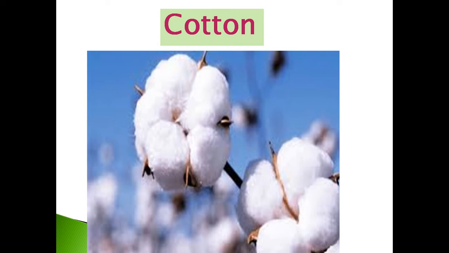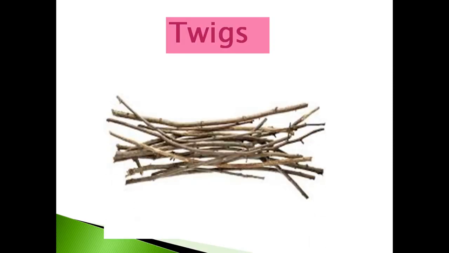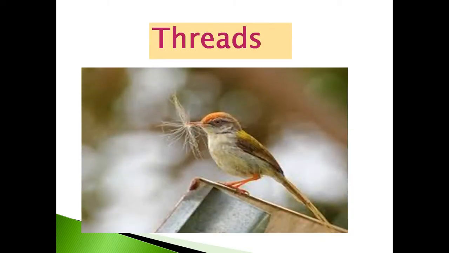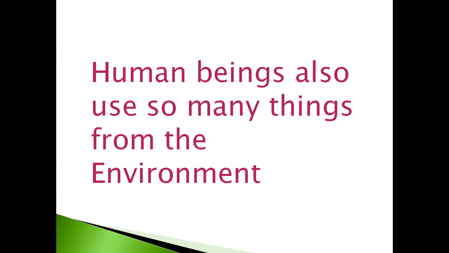To build a nest, they need three things. That are cotton, twig. Students, twig means small branches, and thread. These are the three things which the birds need to build their nest. Not only the birds, but also human beings use many things from the environment.